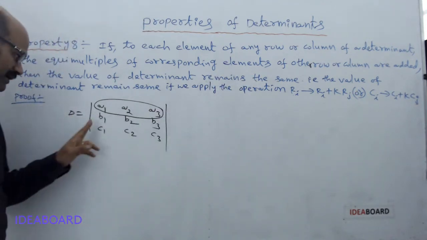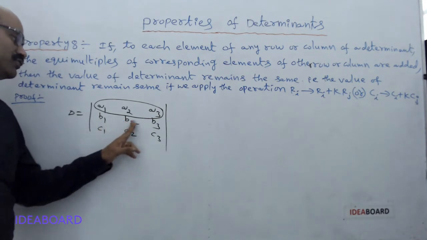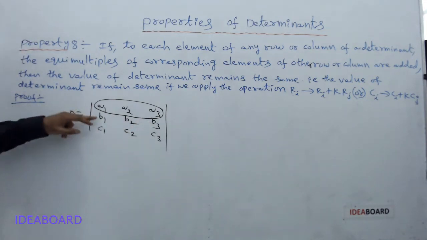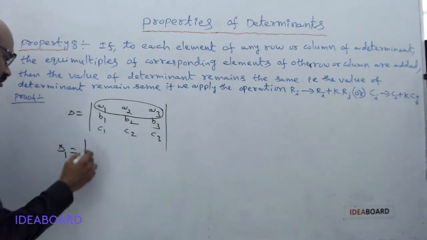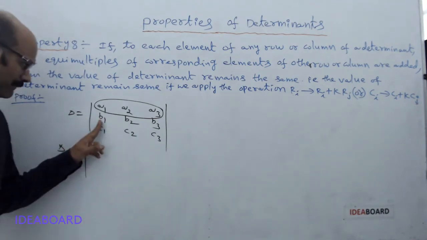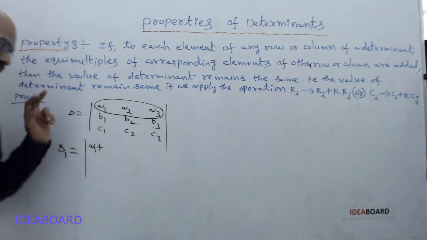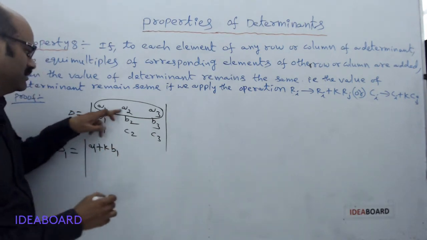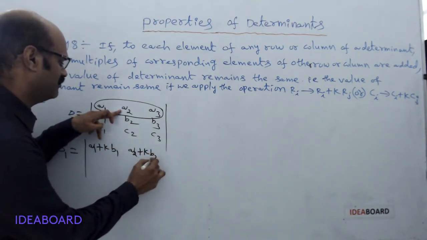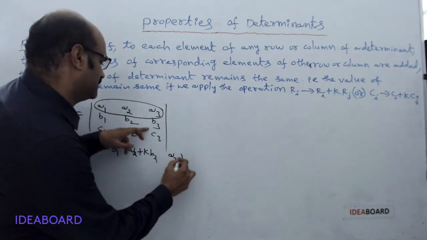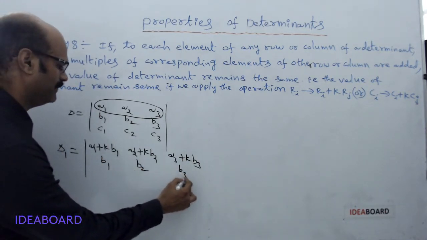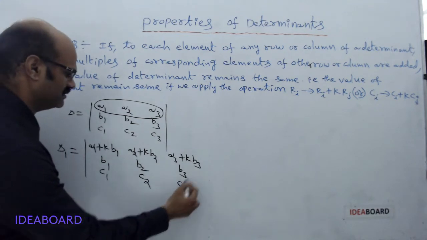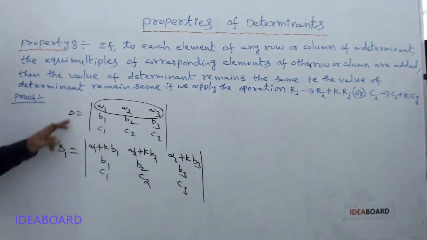Now here multiply each and every element of R2 by K, and then it is added to R1. Take delta 1 equal to A1 plus K B1, A2 plus K into B2, A3 plus K into B3, B1, B2, B3, C1, C2, C3. Now we have to prove that these two are the same.